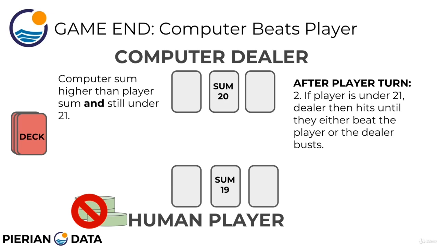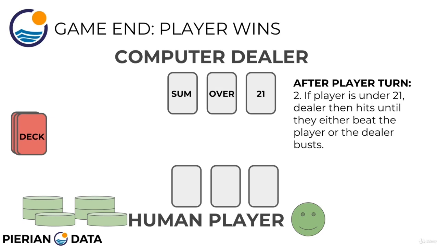So for example, their current sum is 19. Then the computer dealer goes and starts hitting cards, so they collect cards from the deck. And if they have a sum that's higher than the human player's and is still under 21, then the computer has beaten the player. And then finally, the third possible way the game could end is that the player actually wins after the computer has its turn.